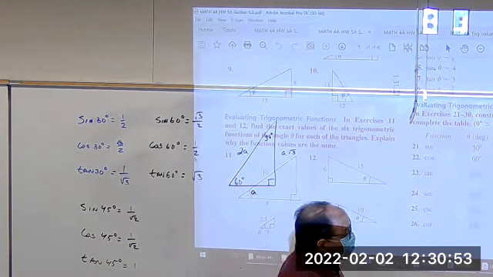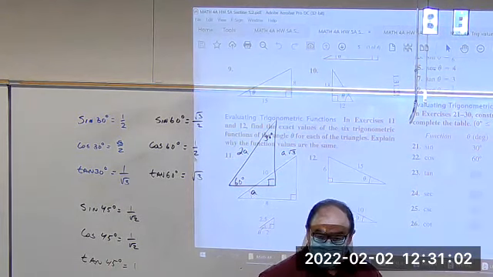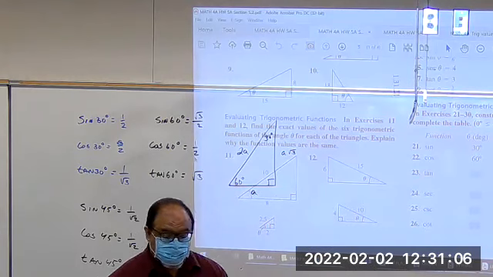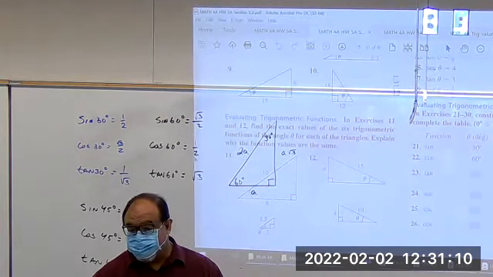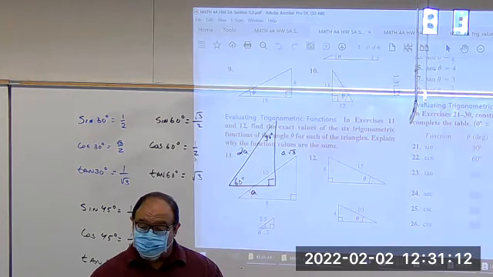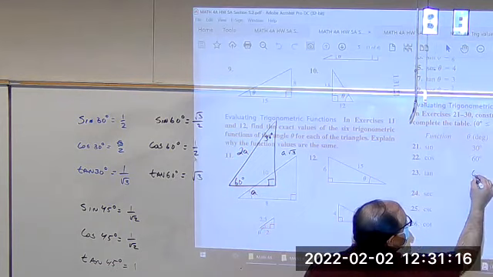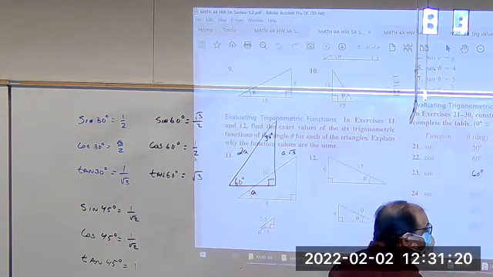Cosine of 60 in radians, that's pi over 3. So the cosine of 60 is 1/2. And then now they want tangent of, and they give you the radian. So now you have to fill in the column that says, what's the degrees? Pi over 3 in degrees is 60, so you put that in there. And the tangent of 60 is square root of 3.